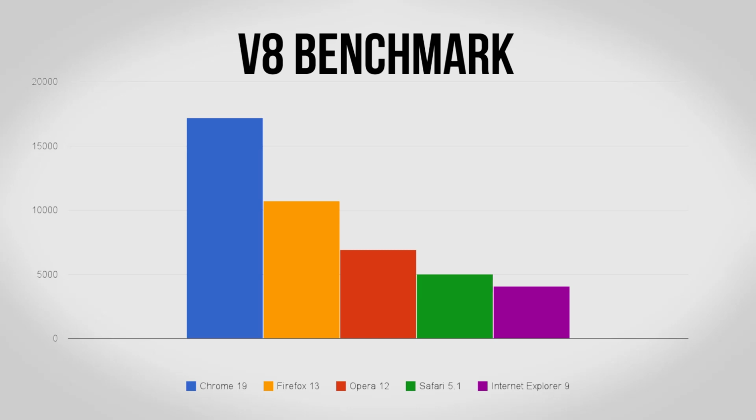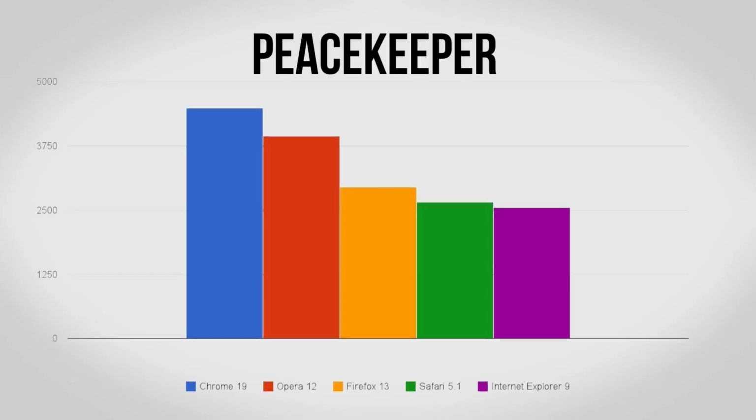As always, Chrome dominates here, with Firefox coming in second, and Opera, Safari, and Internet Explorer all considerably farther behind. Next up, we have Peacekeeper, which is one of my favorite benchmarks as it covers most of the important aspects of a browser. Chrome wins again here, with Opera quite close and the other browsers lagging behind.